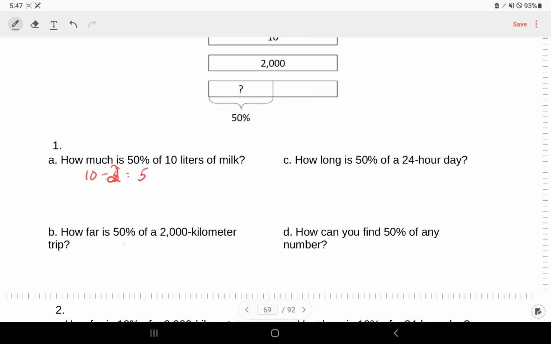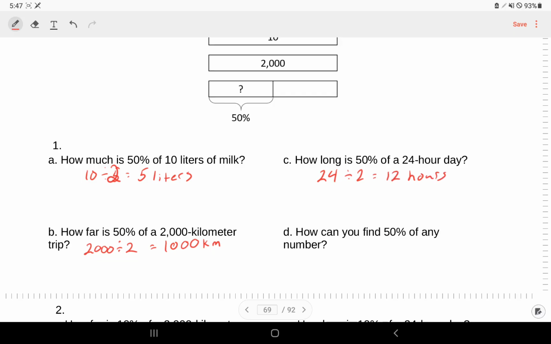So how far is 50% of 2,000 kilometers? So 2,000 divided by 2 is 1,000. And so that's kilometers. How long is 50% of a 24-hour day? So again, 24 divided by 2 is 12 hours.